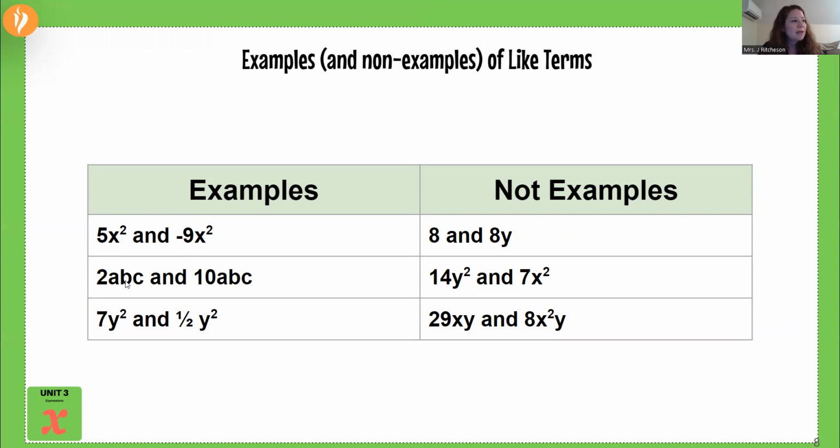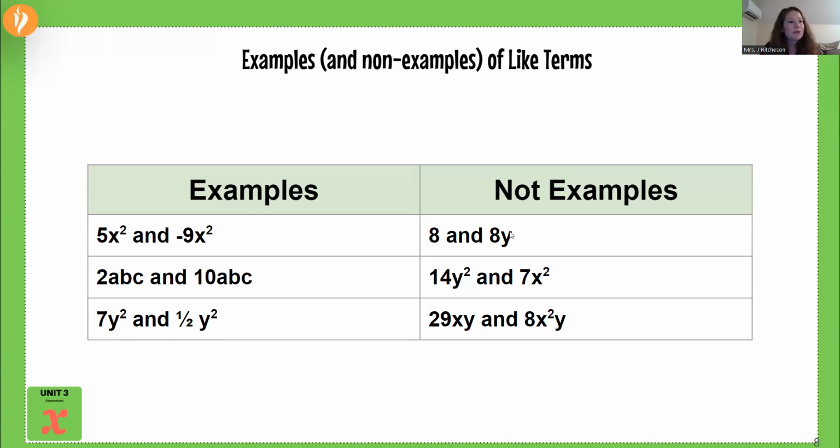All right, 2a, b, c, our variables are all a, b, and c. Well, this one also has a, b, c. So 2a, b, c and 10a, b, c are like terms. All right, both of these terms have a y squared attached to them. Even though the coefficients are different, these are still like terms because of the variables and the exponents.